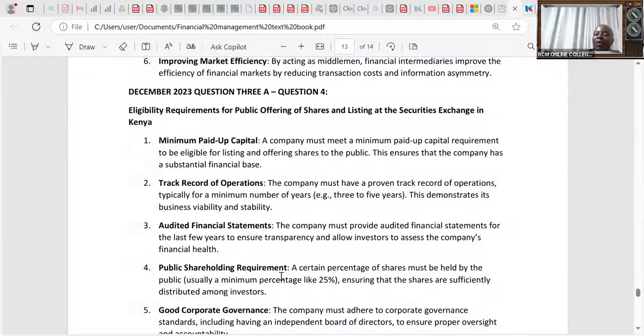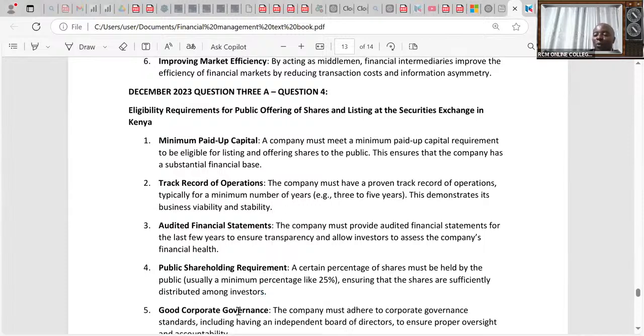Public shareholding. You cannot tell us that you want to go public and yet you want to hold all the shares yourselves. You must bring in the public. You must bring in other people. You must be willing to offer shares out there. So, public shareholding requirement: a certain percentage of shares must be held by the public, usually a minimum percentage like 25%, ensuring that the shares are sufficiently distributed among investors. We shall not have one investor having like 50% of the shares, no.